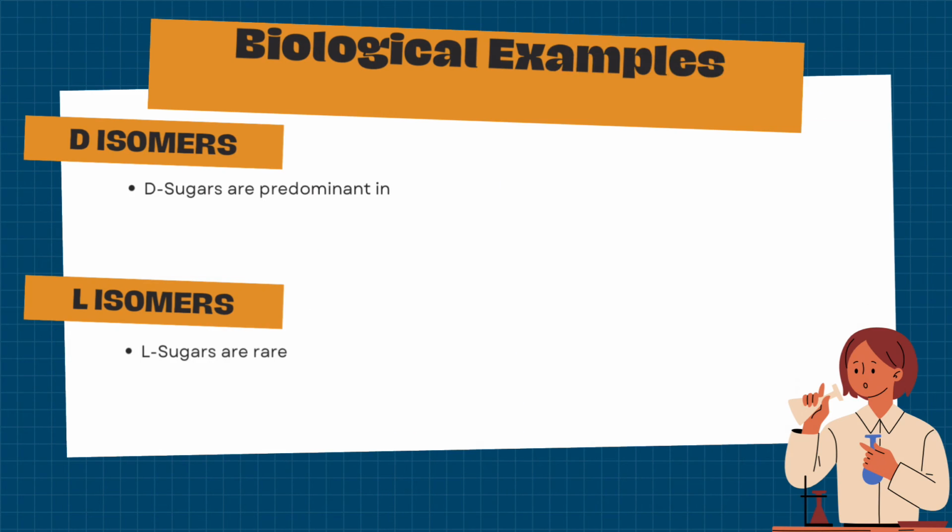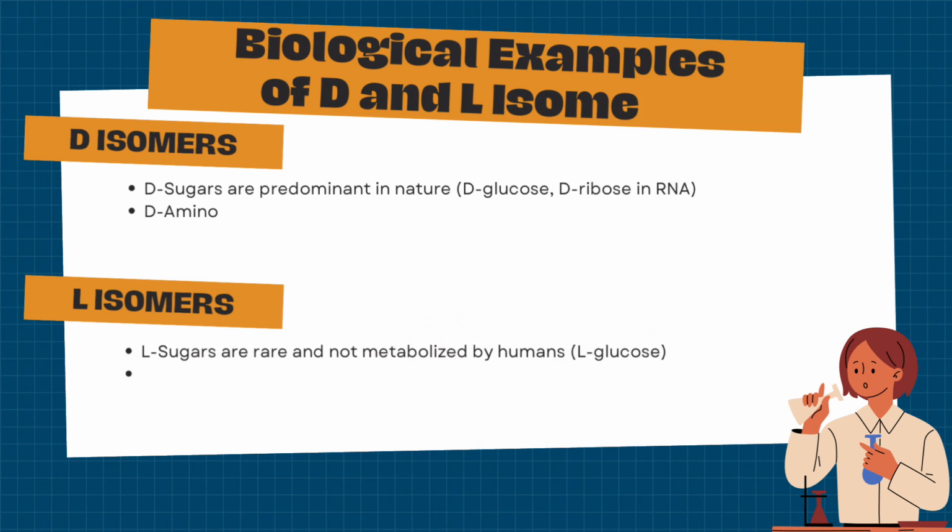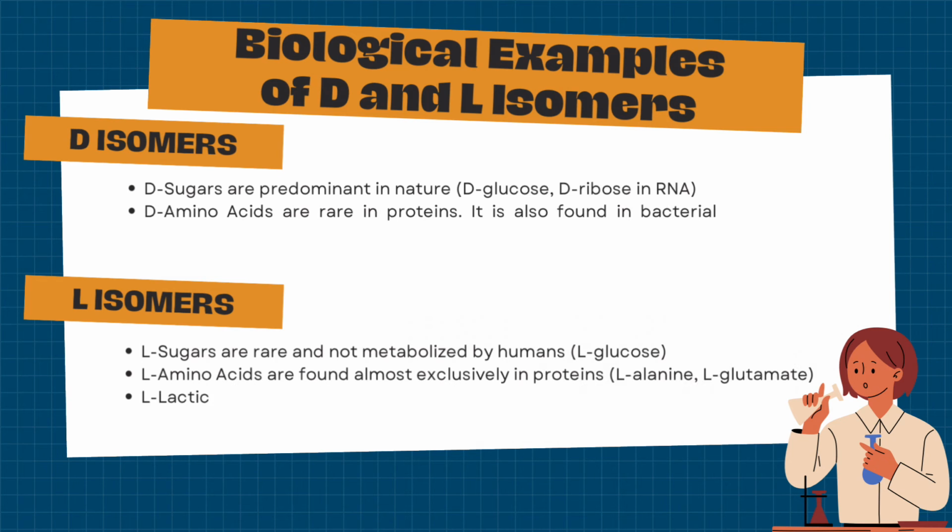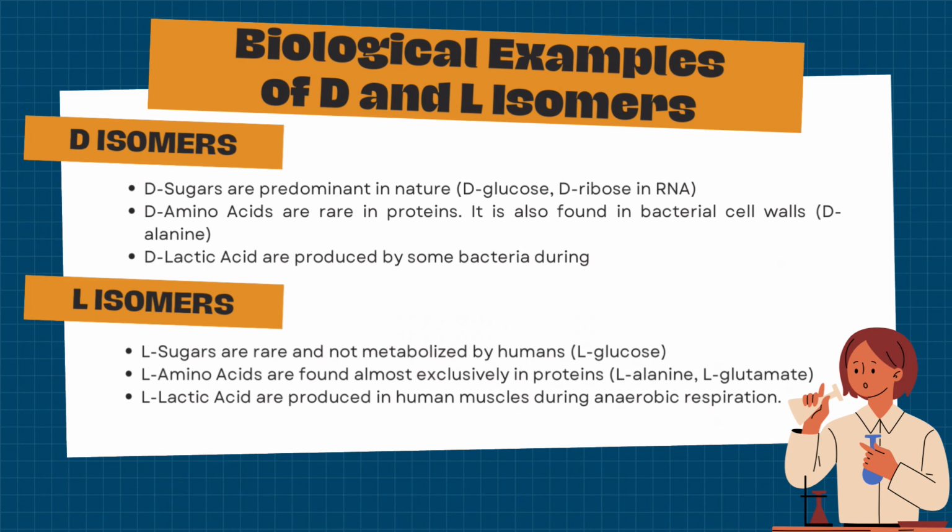D sugars, like D-glucose, are the main form of sugar used for energy in living organisms, and D-ribose is essential for building RNA and DNA. D-amino acids are uncommon in humans, but are found in bacterial cell walls, like D-alanine, and some antibiotics. D-lactic acid is produced by certain bacteria during fermentation and can be found in fermented foods.